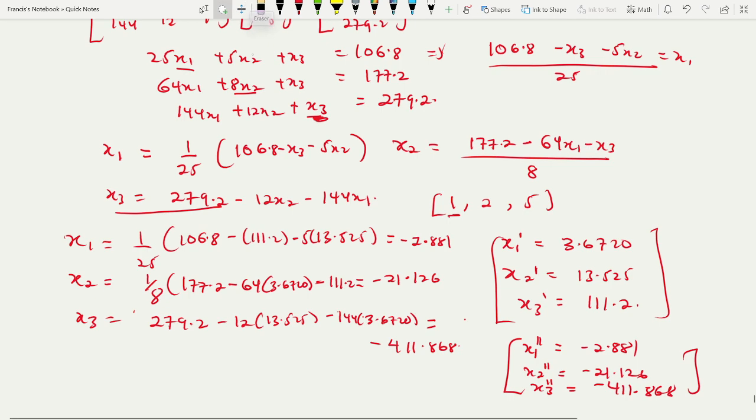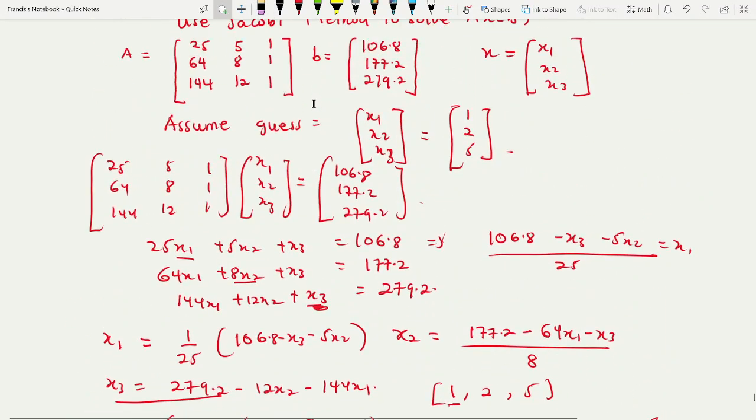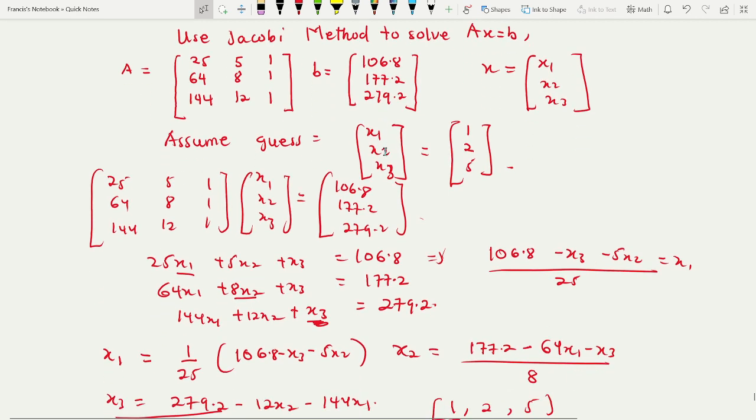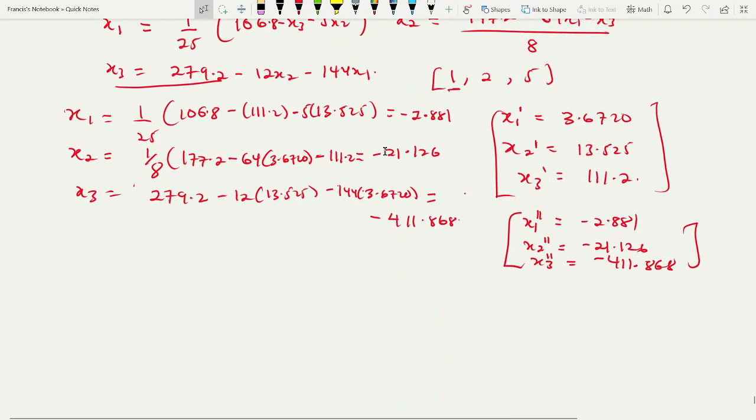Now in the question they didn't specify the number of iterations, right? So let's do up to the second iteration. The question can ask you to do three, or can ask you to perform four iterations. So depending on the specification of the question, that is what you do. So this is the nature of Jacobi's method.